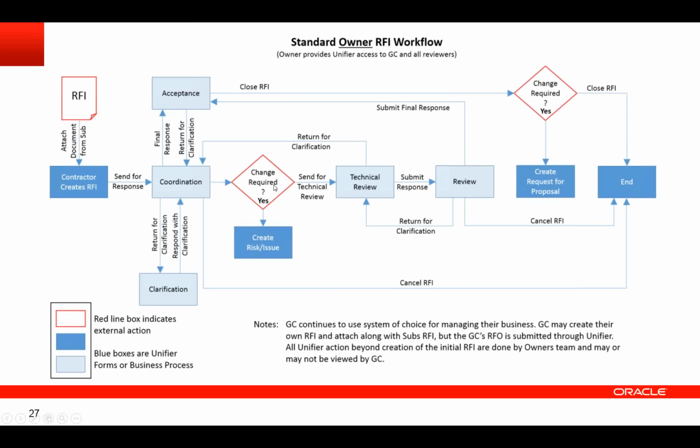If there's a change required, the RFI business process can automatically create a risk or an issue for you, send it out for technical review, final review, submit a final response. When I'm doing that, if it's going to result in a change, I can also have it automatically send a request for proposal to the contractor as my response to the RFI.